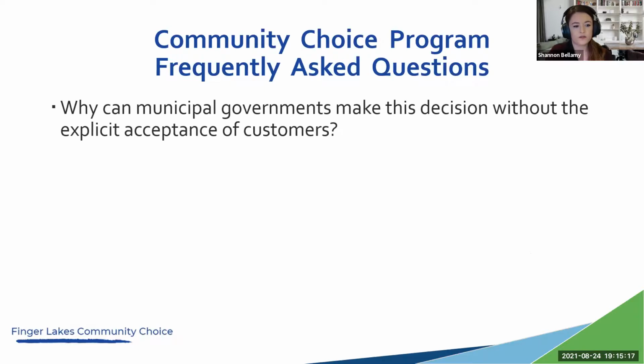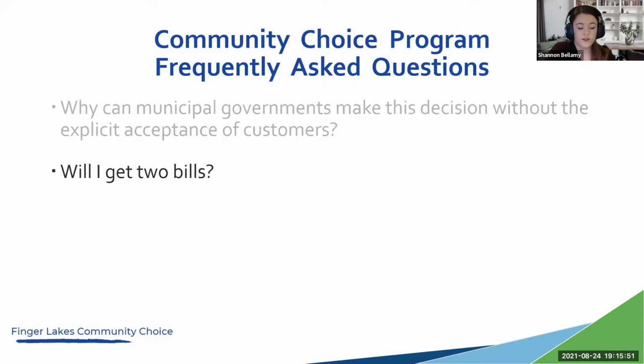Why can municipal governments make this decision without the explicit acceptance of customers? This is a question that we get occasionally, and the answer is that it is a state program. The Public Service Commission authorized community choice aggregation programs, and there was also a municipal rule, like a local law that went into place, as well as a program resolution that helped put this program in place. You can still opt out at any time if you're not interested in the program. So it's still your choice.